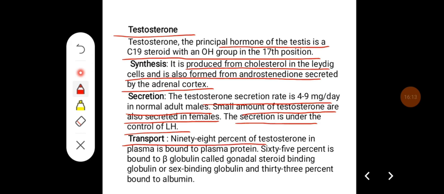Almost 98% of the testosterone in the plasma is bound to plasma protein, and 65% is bound to a beta globulin called gonadal steroid binding globulin, or sex hormone binding globulin, and 33% is bound to albumin.